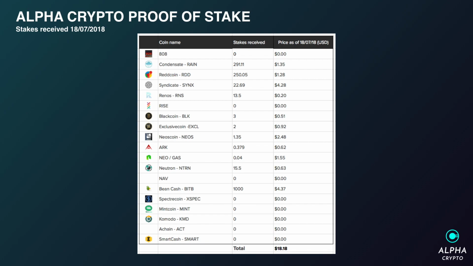So here are the stakes we received on the 18th of July 2018. So we have Rain at $1.35, Redcoin at $1.28, Syndicate at $4.28, Rhinos at 20 cents, Blackcoin at 51 cents, Exclusive coin at 92 cents, Neo's coin at $2.48, ARK at 62 cents, Gas at $1.55, Neutron at 63 cents, Bean Cash at $4.37. So that leaves us with a total of around $18.18. However, I could not manage to load up the Mintcoin wallet and the other wallets that were slightly corrupt. So they're re-downloading the blockchain at the moment.